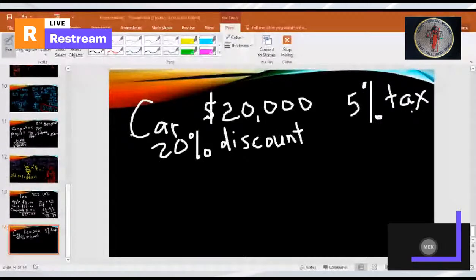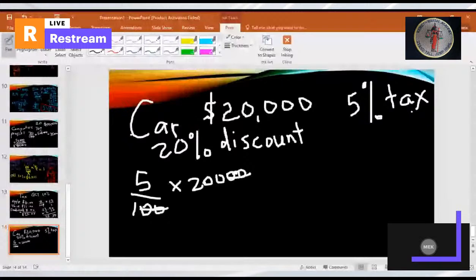So look, let's go step by step. Let's work it on the screen now. They want us to work out the tax first. It's a 5% tax, so 5% of the 20,000. Zeros cancel, so that's $1,000.